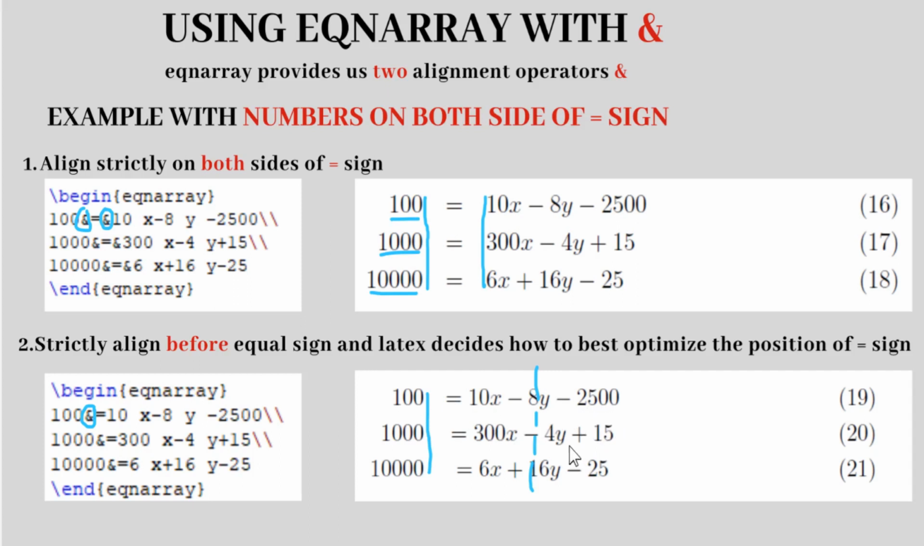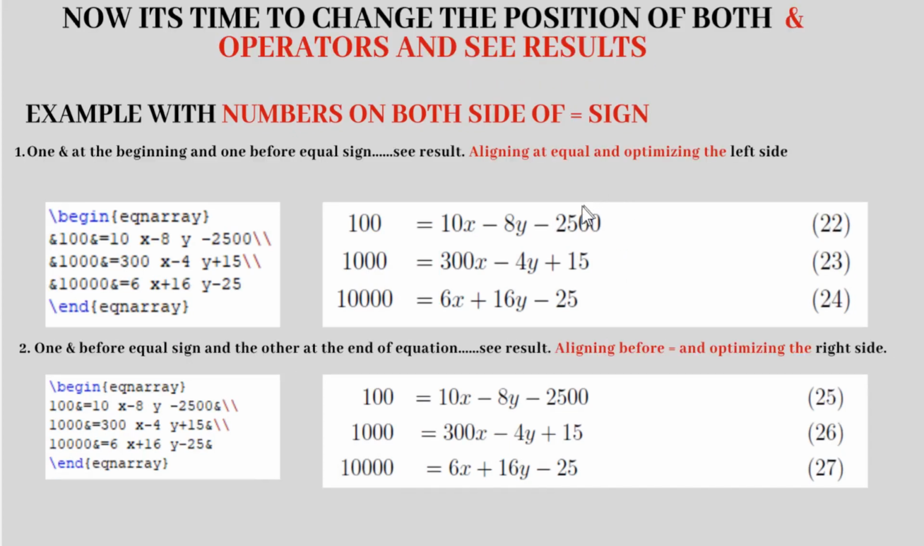In most cases we use this kind of operator, and now I will be using two operators. So here I am mentioning two situations in which I am using both operators. In the first example I am using one operator at the beginning of my equation and one before the equal sign in all of these lines.